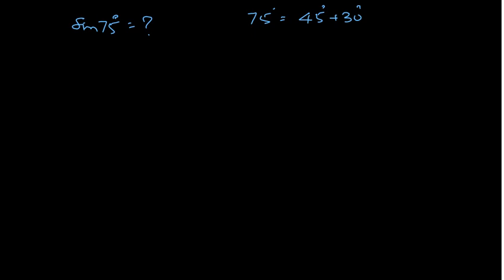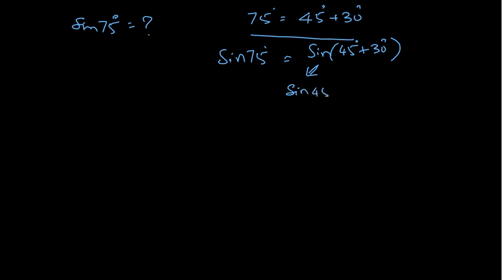So sine 75 is nothing but sine 45 plus 30 degrees, applying sine on both sides. Then I use the first formula: sine 45 times cos 30 plus cos 45 sine 30. I believe you will have all these formulae in the booklet.